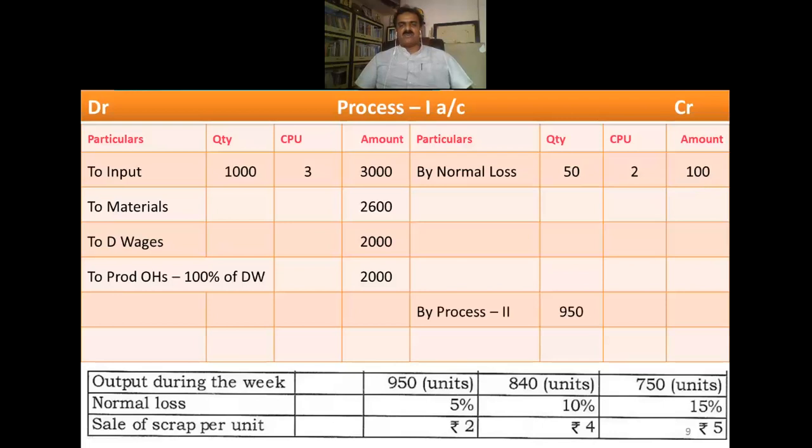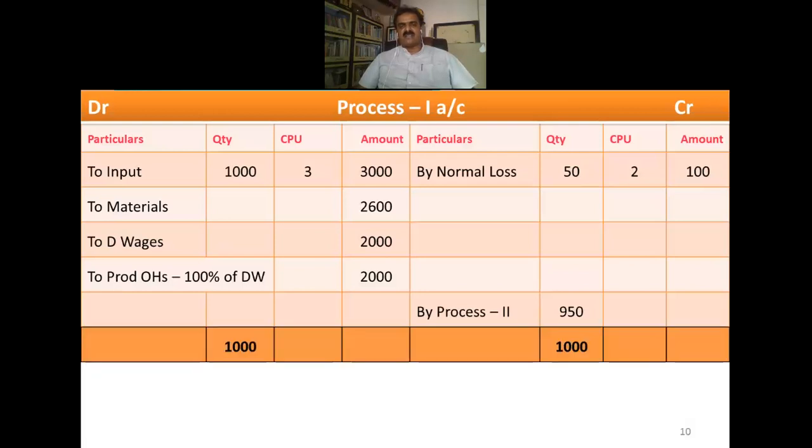The fourth step is to take the output. Output is given as 950 units as far as the first process is concerned. First process output is 950. Now the recording of transactions for the first process ends there. Then find the balance in the quantity column. Which side is higher? Both sides are 1000, 1000. That means the debit side is 1000 units and the credit side is also 1000 units. There is no balancing figure at all.